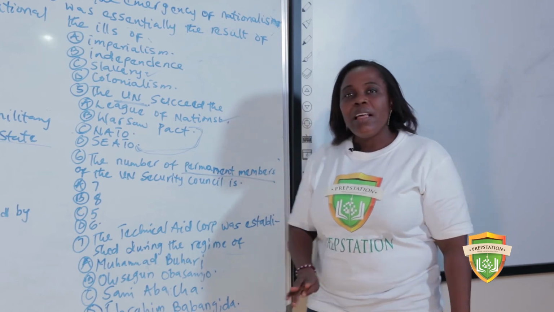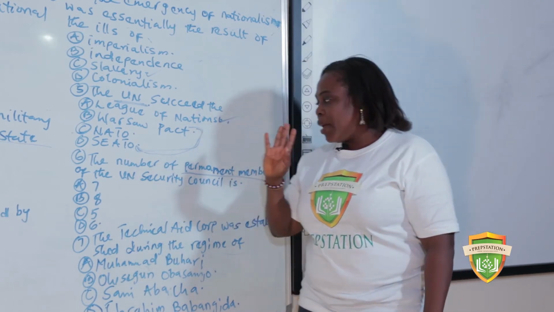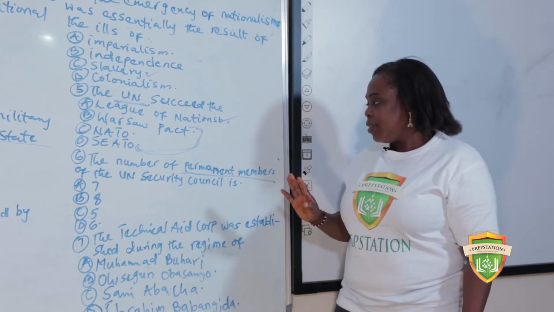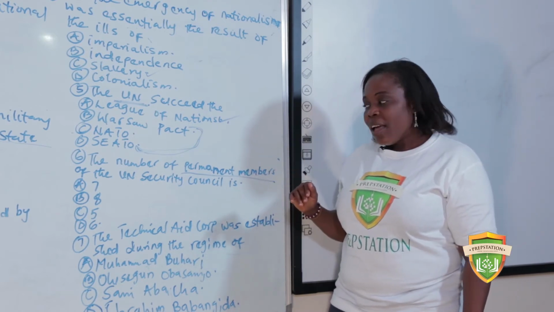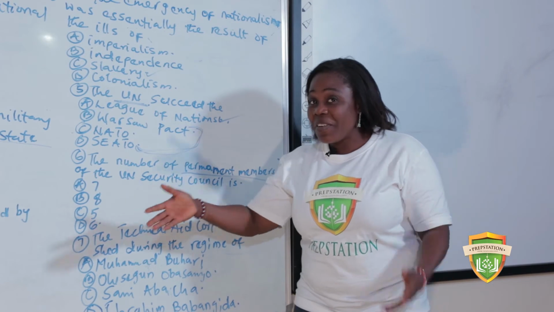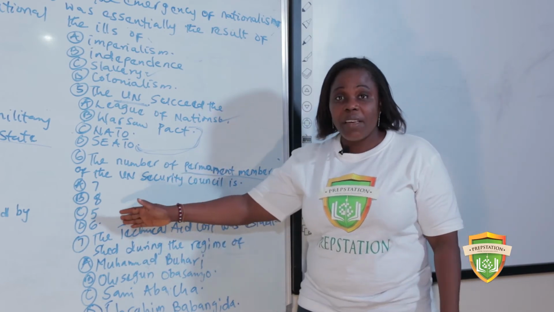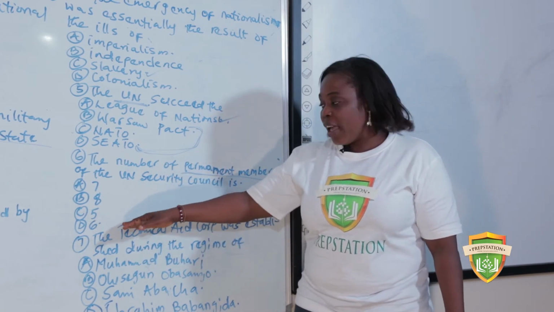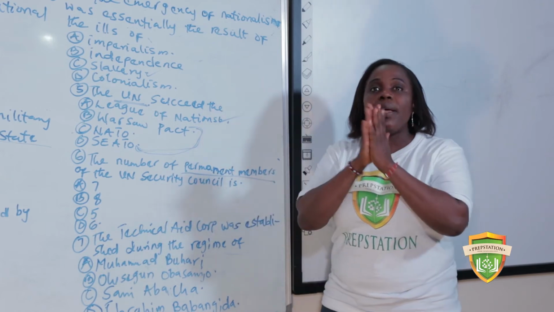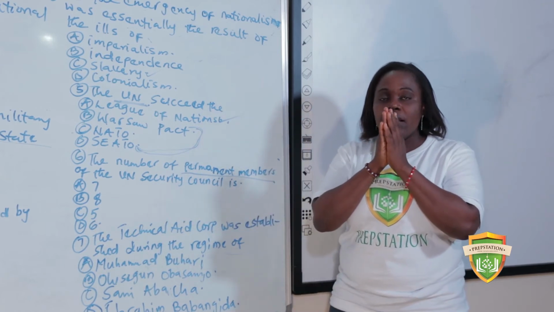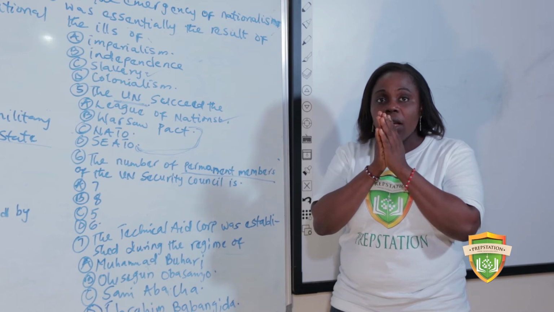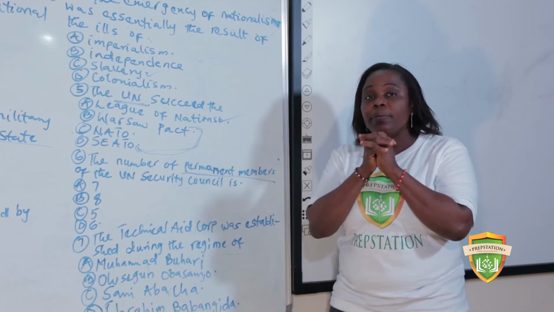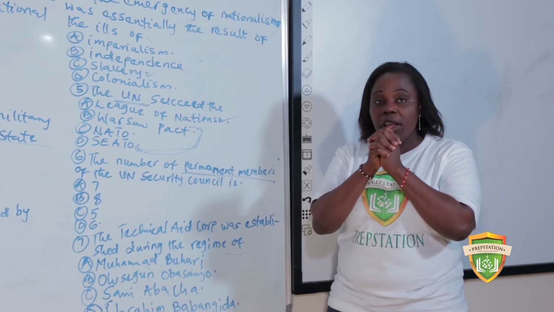Now we're talking about the five permanent members. So who are they? The answer is what? Five. I've already said the answer. Five nations are permanent members of the United Nations. You have America, you have China, you have the Great Britain.